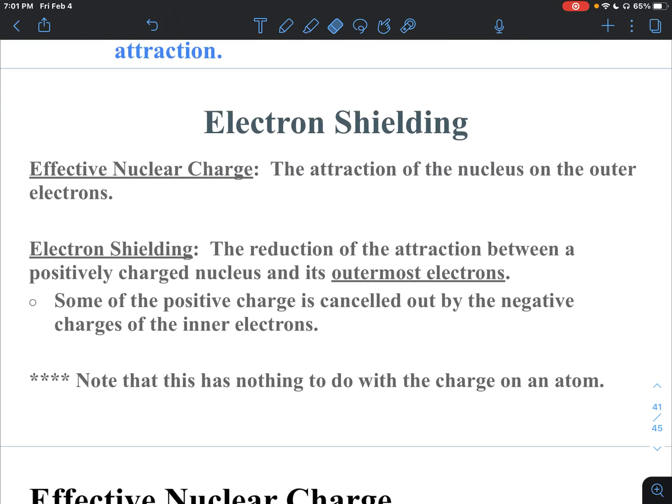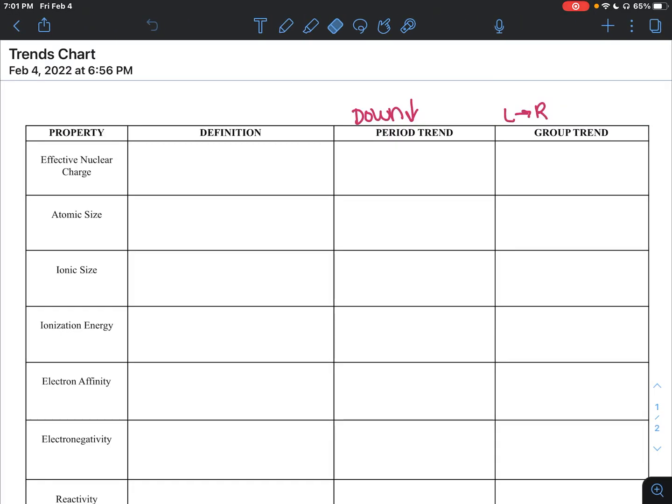So the definition of effective nuclear charge is the attraction between the nucleus and the outer electrons, or the valence electrons. So if you go to your chart, you can write that in right here. And the important word is that you understand it's attraction. That's what we're talking about here. We're talking about a force of attraction.